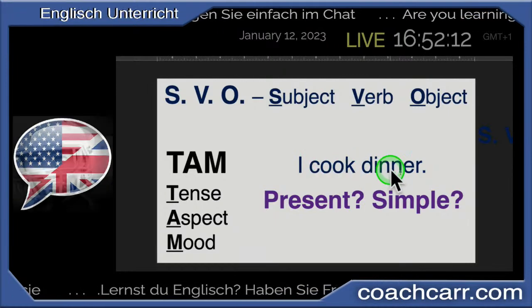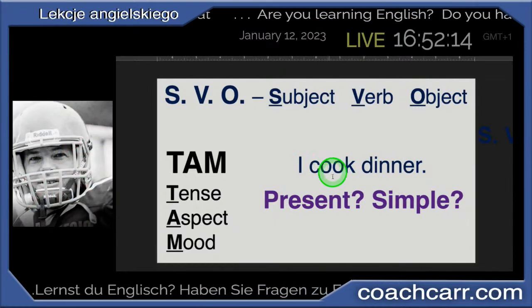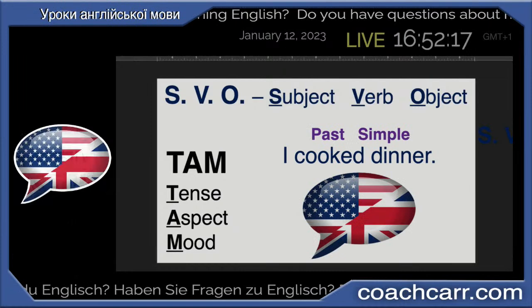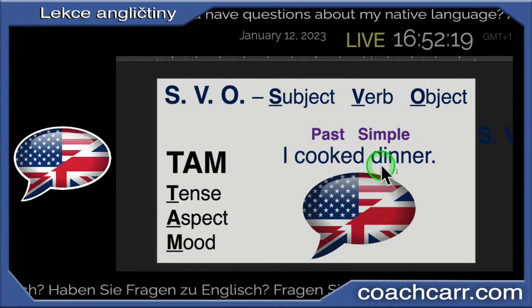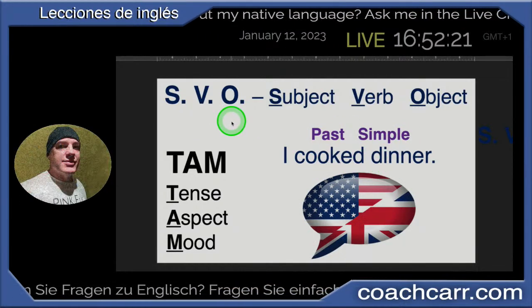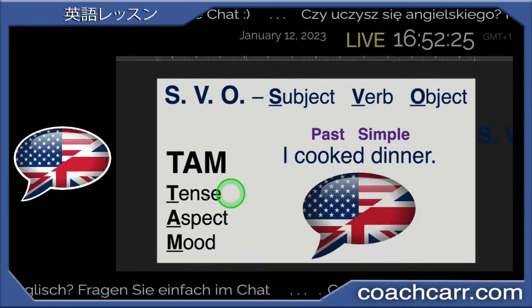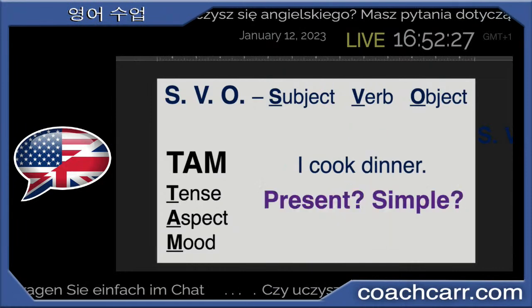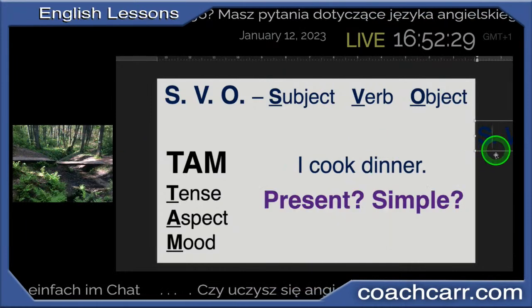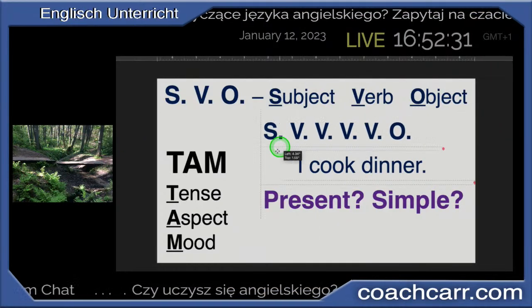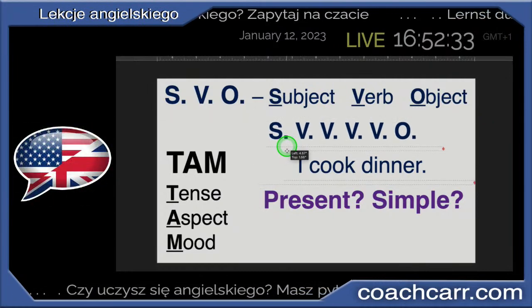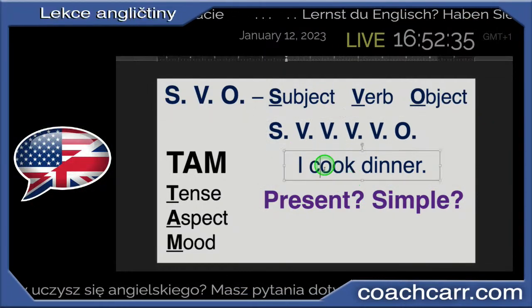And past simple is one of the only times where we can make it simple. Subject, verb, object, SVO. Because here's how English really works. This is not uncommon in English, this structure right here.